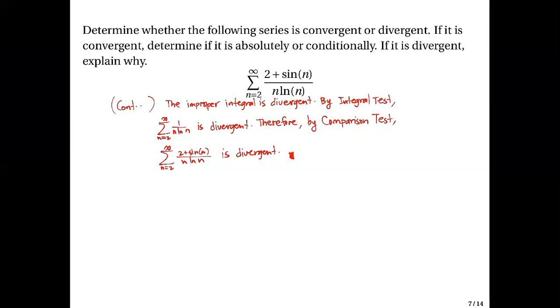So the question is, how does it go to 0? Well, as n approaches infinity, your n and ln of n will go to plus infinity. And your numerator is just between 1 and positive 3. So whatever the constants in the numerator, your denominator still goes very large. You can use your squeeze theorem. Correct? So the limit of the terms will go to 0. Okay?